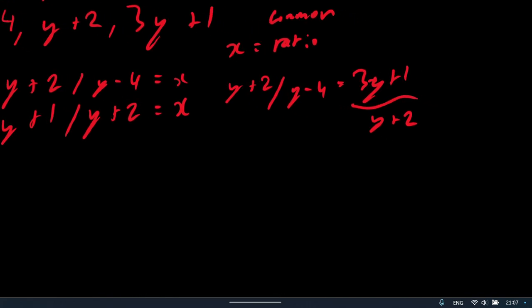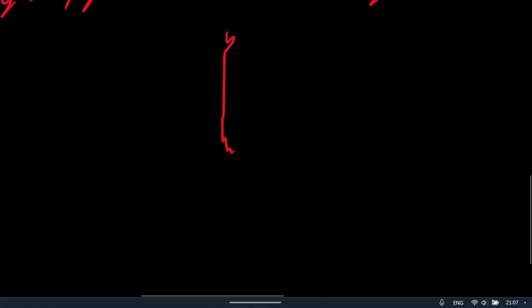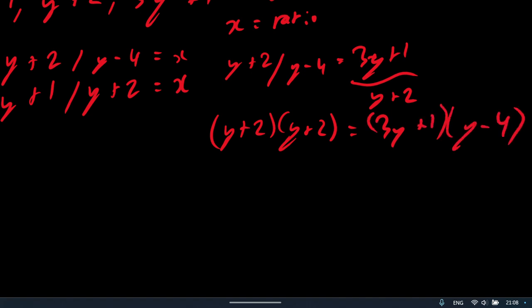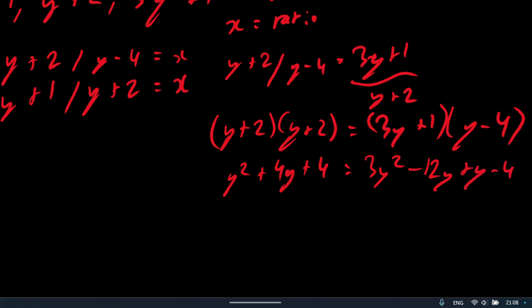Now we can just cross multiply, so multiply y plus 2 with y plus 2, and y minus 4 with 3y plus 1. So y plus 2 times y plus 2 is equal to 3y plus 1 multiplied by y minus 4. Now you can expand these brackets, so you have y squared plus 4y plus 4 is equal to 3y squared minus 12y plus y minus 4.